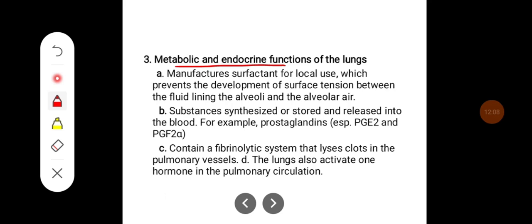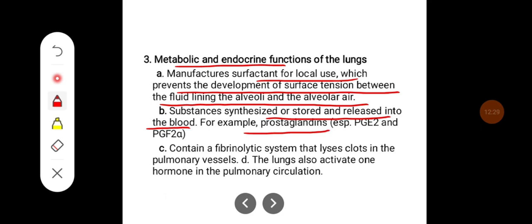It has some metabolic and endocrine functions. It manufactures a surfactant for local use, which prevents the development of surface tension between the fluid lining the alveoli and the alveolar air. Substances are synthesized or stored and released into the blood, for example prostaglandins, especially prostaglandin E2 and prostaglandin F2 alpha. The lungs contain a fibrinolytic system that lyses clots in the pulmonary vessels. The lungs also activate one hormone in the pulmonary circulation.